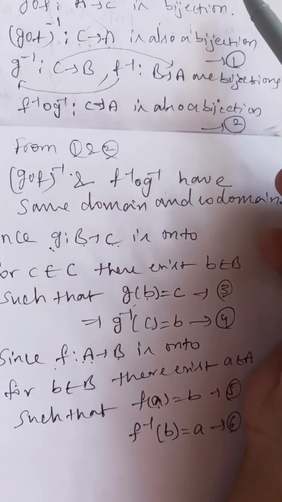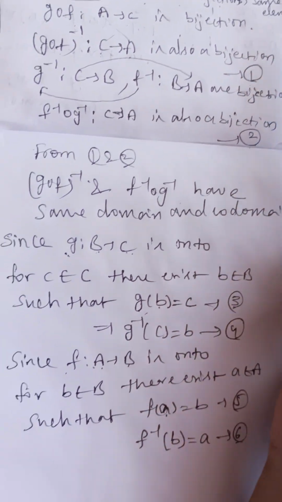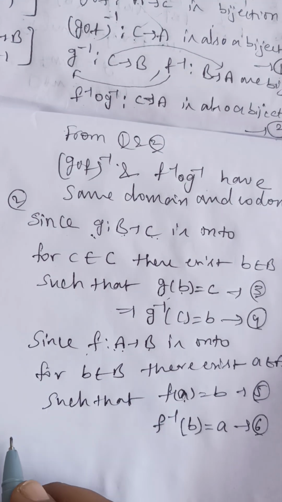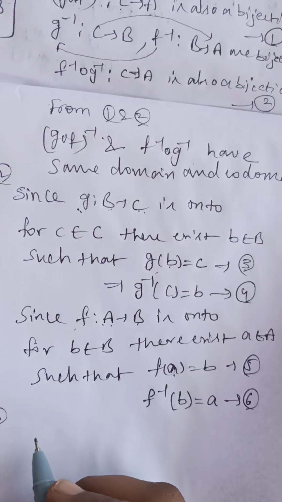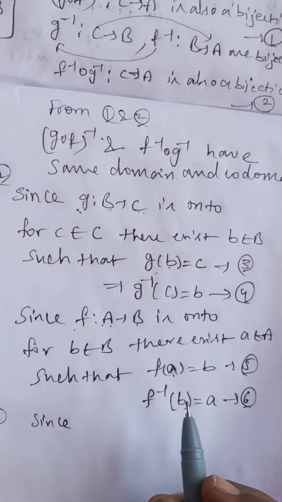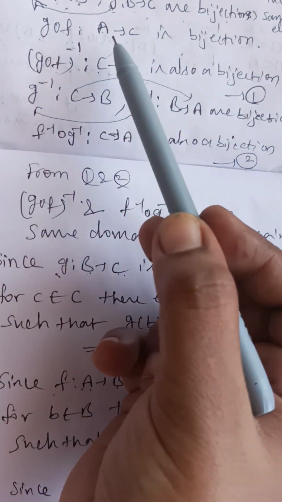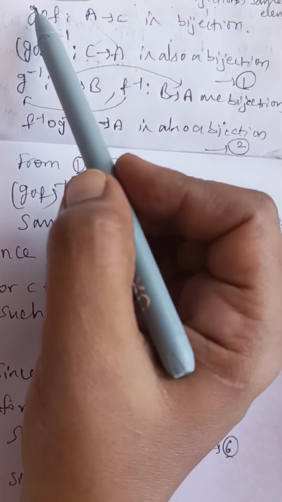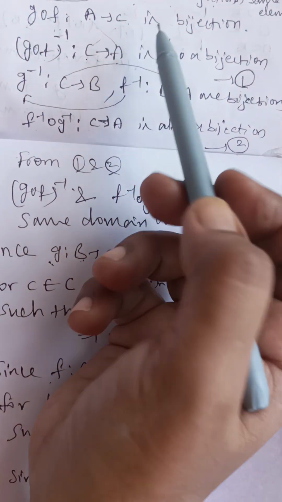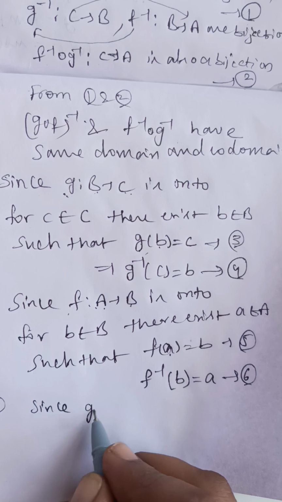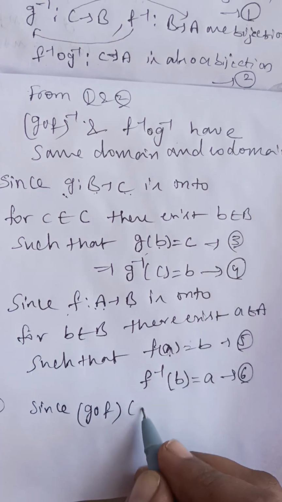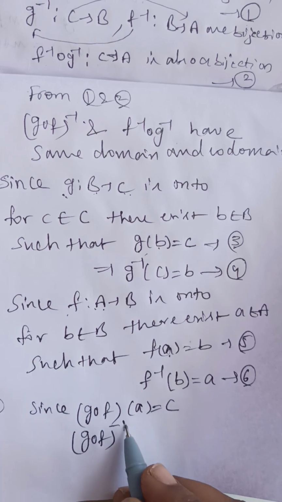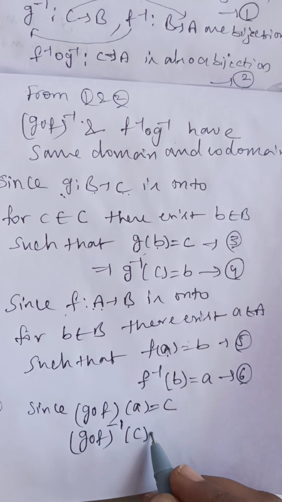Now the third part is same element. Left side LHS and RHS contain the same element. So the third part: since G circle F from A to C is a bijection, and bijection means one-one and onto, we can write G circle F of a equals c. So directly we are taking G circle F of a equals c. Then you can write the inverse part of this: (G circle F) whole inverse of c equals a.